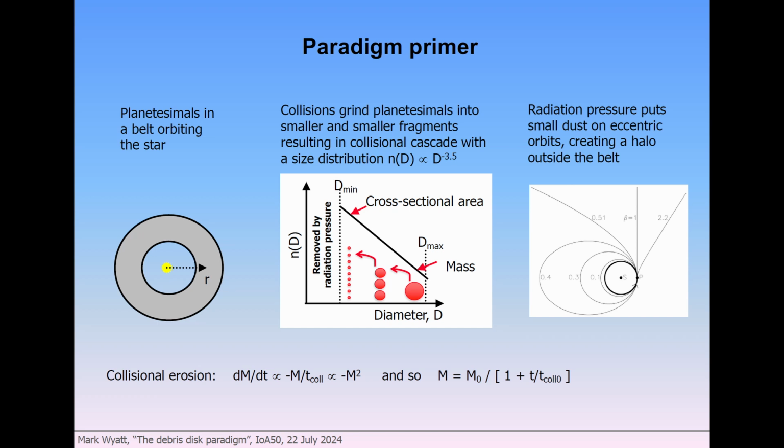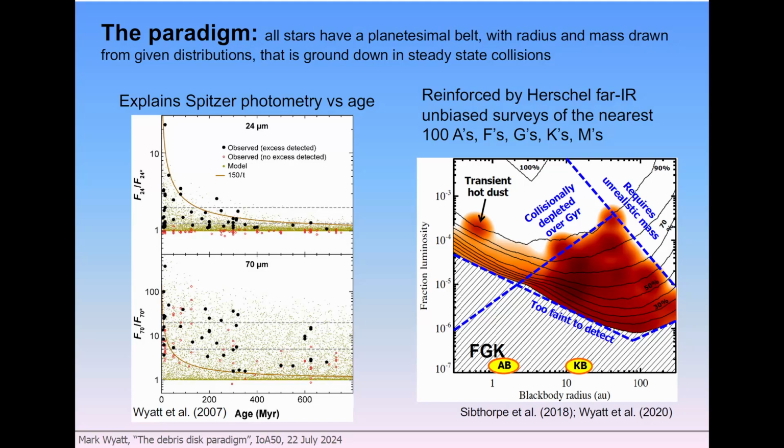So what's the paradigm? Well, the paradigm that explains all of the photometric observations that we've taken over the last 20 years is that all stars are born with a planetesimal belt, and that then evolves due to this steady state collisional erosion. But the different stars have belts that are born with different radii and with different initial masses. They're just drawn randomly from some distribution. And with that paradigm, then we can explain all of these observations from Spitzer at 2 different wavelengths. The black dots are the observations, and the yellow dots are a population model based on that paradigm that fits very well with how they get fainter with age.